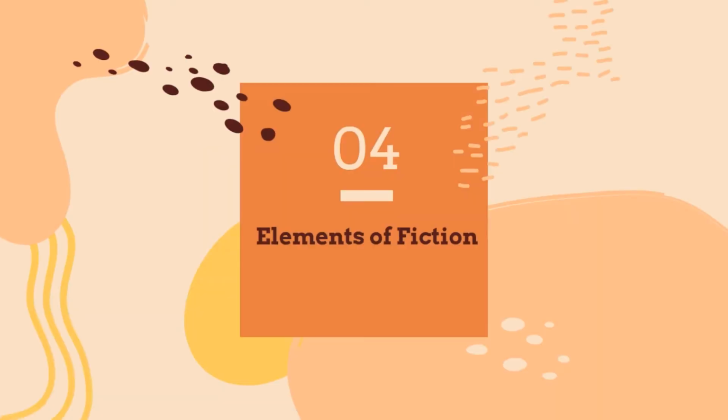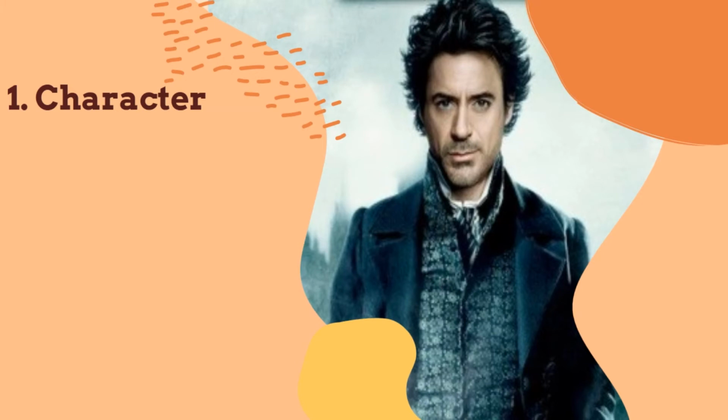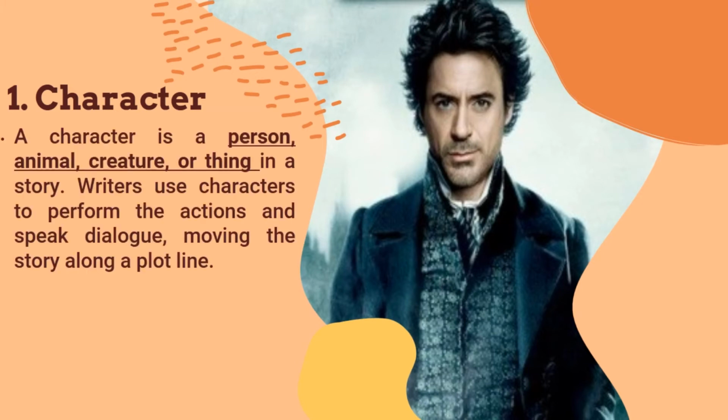The main focus of this lesson is the elements of fiction. Let's define them one by one. The first element of fiction is character. A character is a person, animal, creature, or thing in a story. Writers use characters to perform the actions and speak dialogue, moving the story along a plot line. In other words, characters do the action in the story.